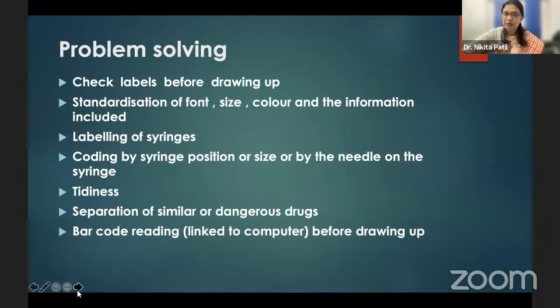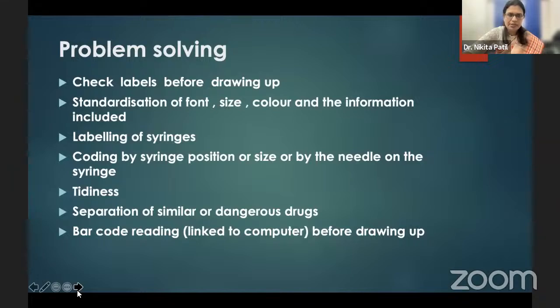Now, problem solving. We have seen what can happen. Now, how to avoid them. Check labels before drawing up. We are doing this, but to be more vigilant, we can use a lens, as I said, because the font sizes become very small, and there are similar sounding and similar looking drugs. Standardization of font, size, color, and the information included.